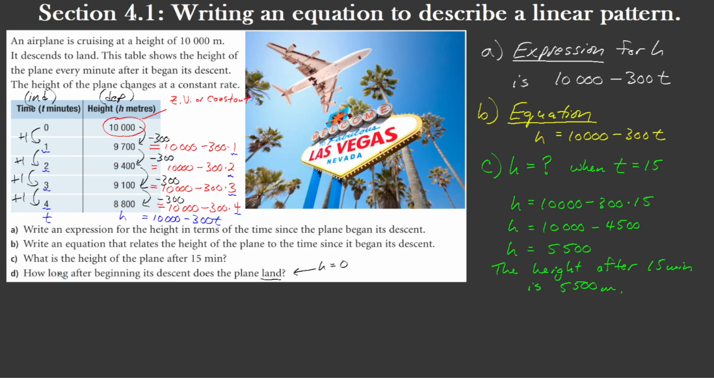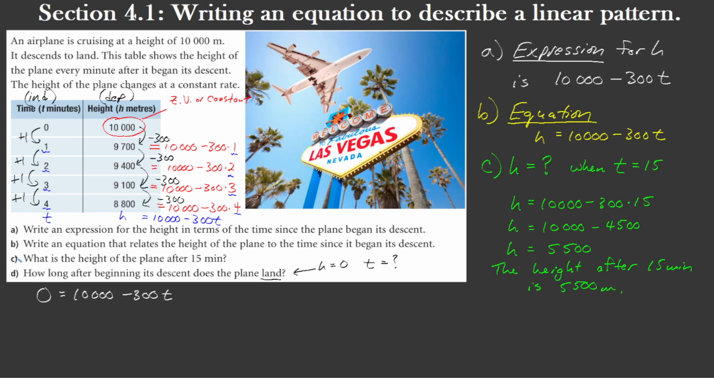And we want to know how long. So the time is what we are looking for, right? So down here, I'm going to fill in h equals 0 to my equation. So instead of h equals 10,000 minus 300t, it's going to be 0 equals 10,000 minus 300t. And I'm going to solve for t.